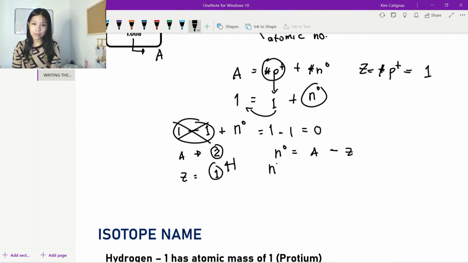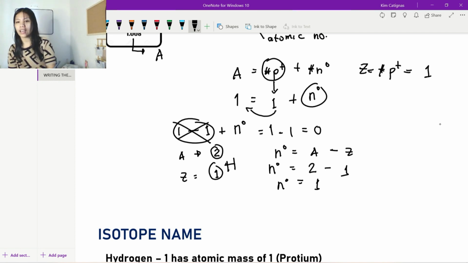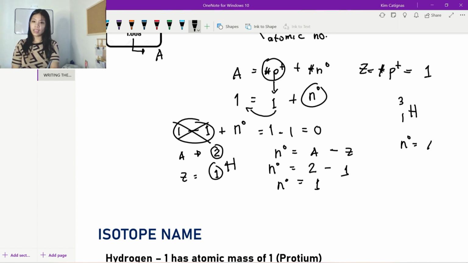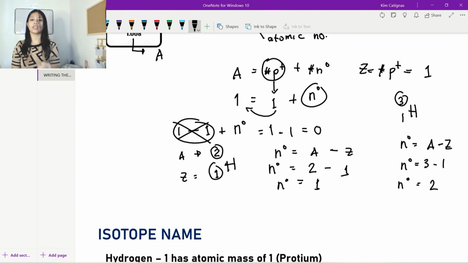So, what is my atomic mass? 2. What is my atomic number? 1. So, in this isotope, the neutron number is equal to 1. The same goes for H, 3, 1. To get the number of neutrons, that will be A minus Z. The atomic mass is 3, and Z is 1, so the number of neutrons here is 2.